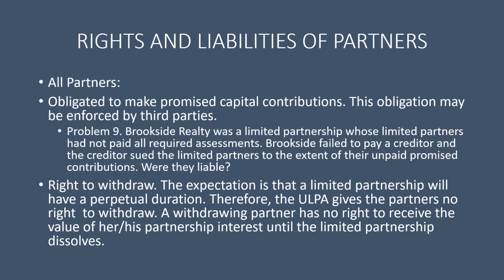In problem 9, Brookside Realty was a limited partnership whose limited partners had not paid all of their required assessments. And the required assessments just means the amount of money that they had promised, the amount of capital that they promised to invest in the business. Brookside failed to pay one of its creditors, and the creditor, in addition to suing Brookside, sued the individual limited partners to the extent of what they had promised to put in the business, but had not done so. So the question is, were the limited partners liable to pay to the third party creditor the amount of money they had promised to put in the limited partnership, but had not yet done so?